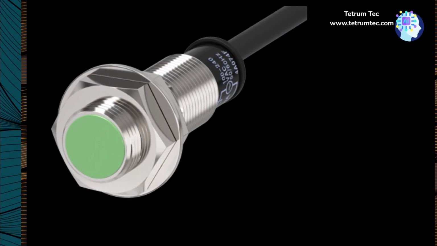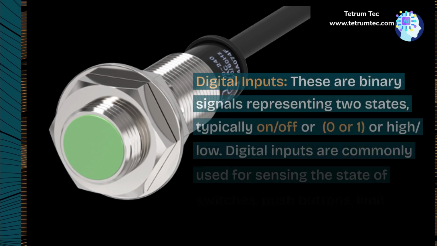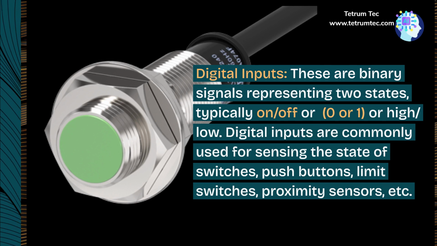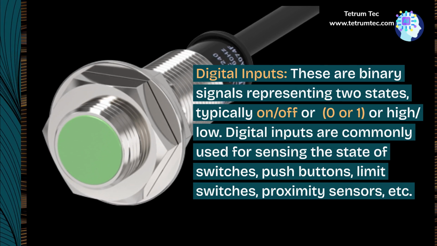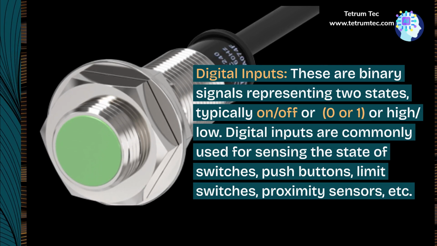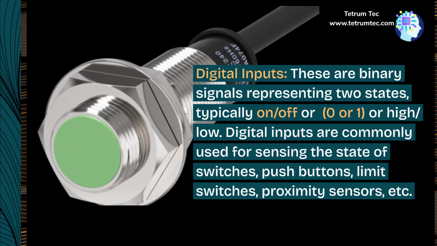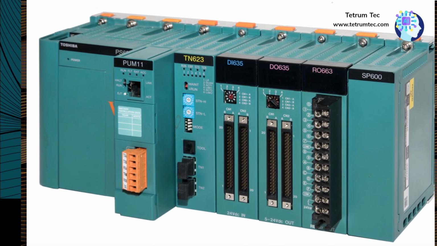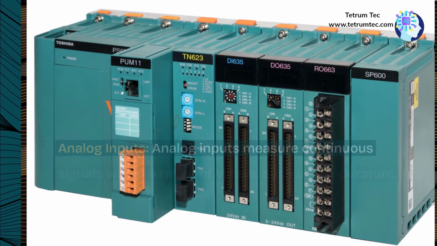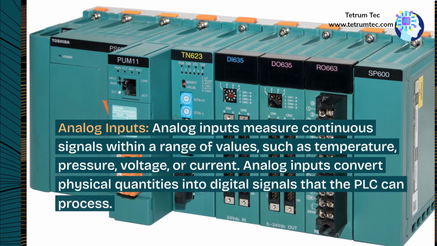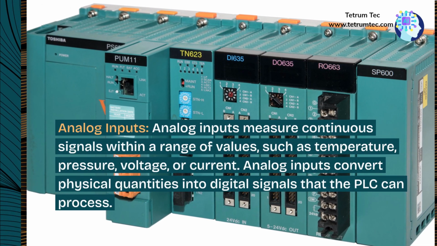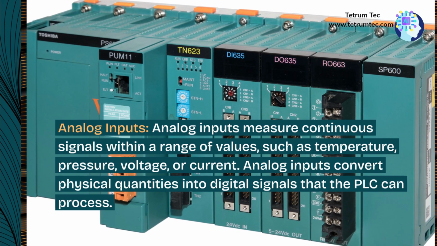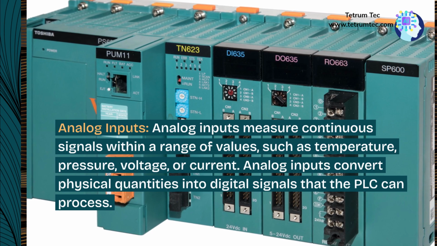Digital inputs. These are binary signals representing two states, typically on, off, or 0 or 1, or high, low. Digital inputs are commonly used for sensing the state of switches, push buttons, limit switches, proximity sensors, etc. Analog inputs. Analog inputs measure continuous signals within a range of values, such as temperature, pressure, voltage, or current. Analog inputs convert physical quantities into digital signals that the PLC can process.